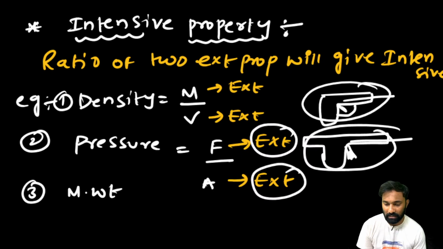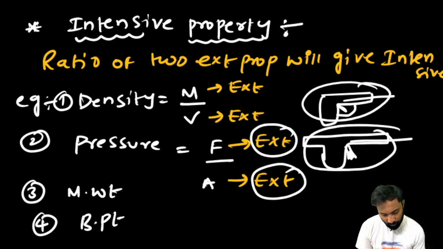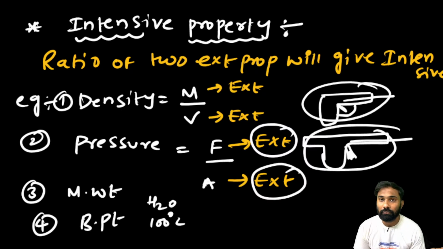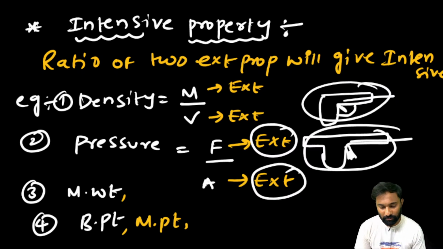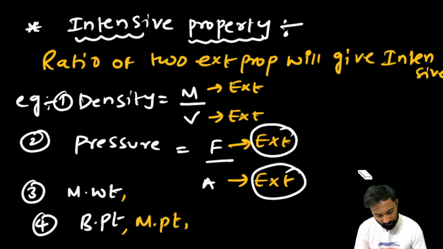Next, some examples we are having for intensive property. Molecular weight: just now we have seen molecular weight is a fixed value. Next, boiling point will also come under which one? Intensive property. Why? Same example, H2O boiling point is 100 degrees Celsius, right? Whatever the source you may take, what will it give? It will give you the boiling point of water at 100 degrees Celsius only. Clear? And the melting point is also a fixed value. Melting point is also an example for the intensive property.